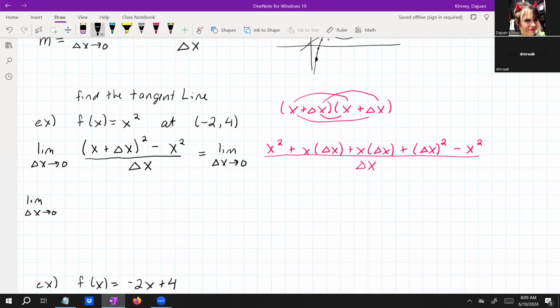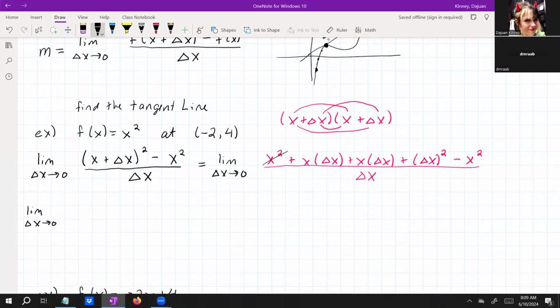All right, combine like terms. You'll notice that those two are the same. What I get left with is x times delta x, two of those. So I'm going to say 2x delta x. And this guy over here plus delta x squared all over delta x.